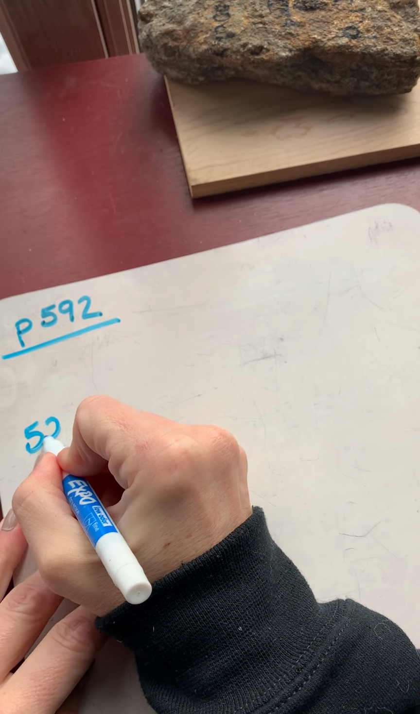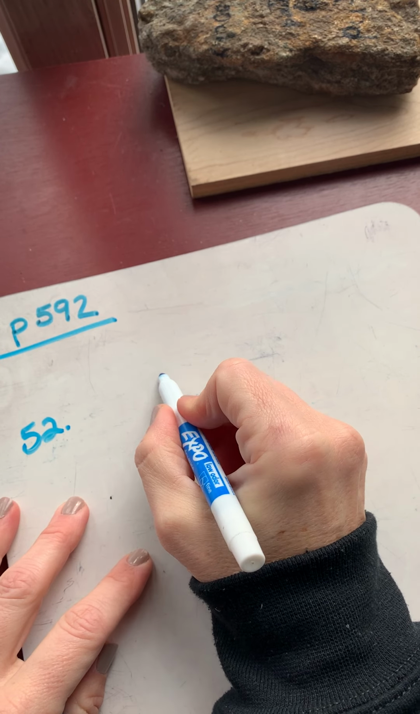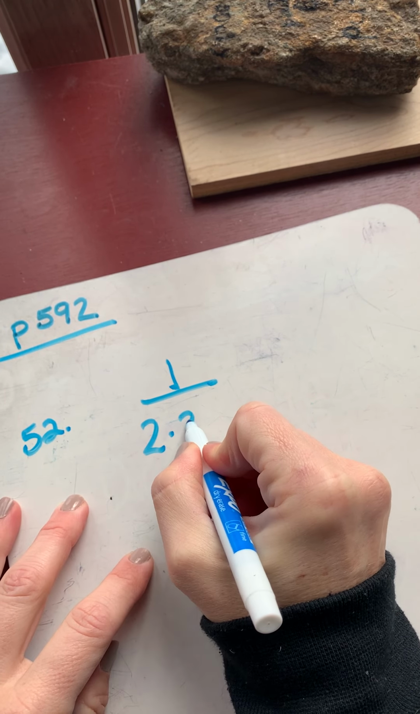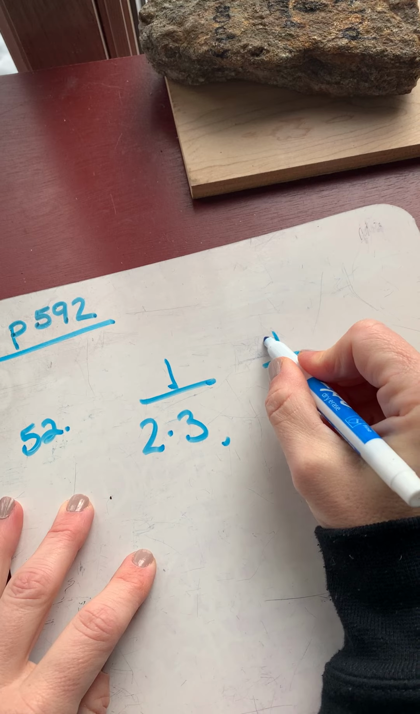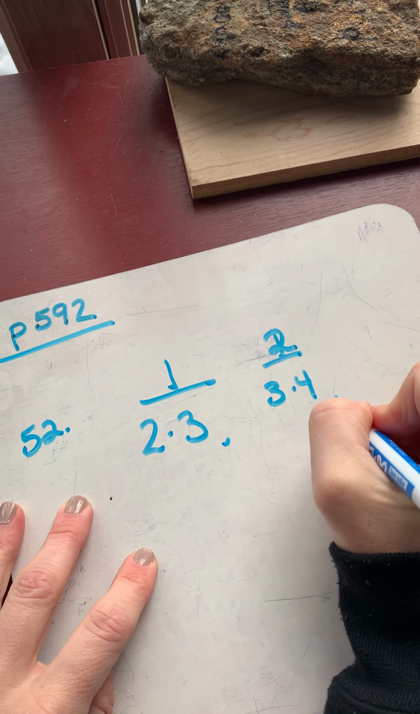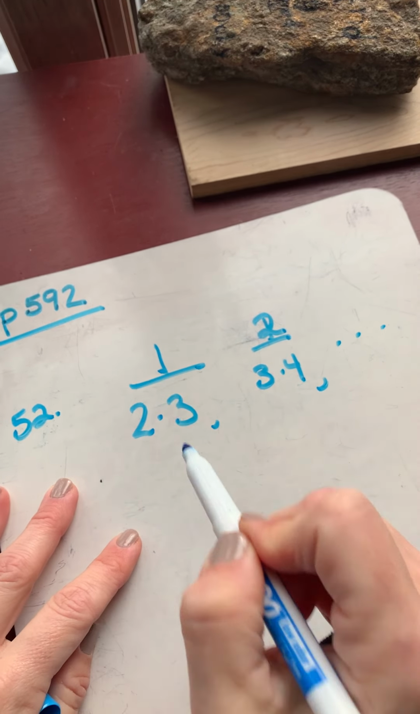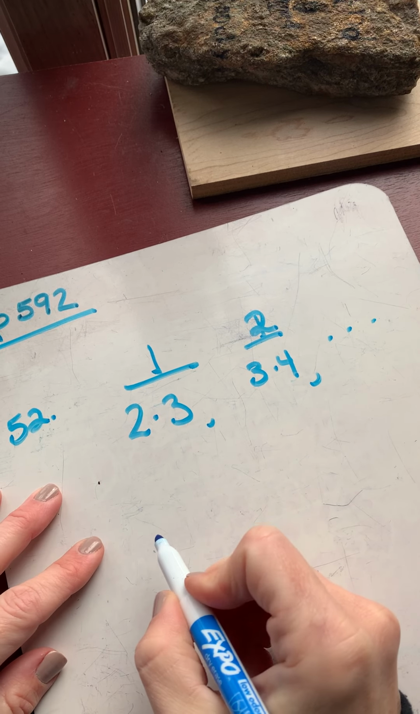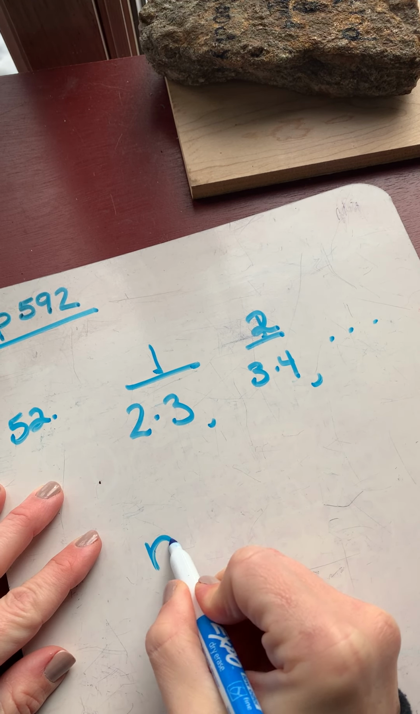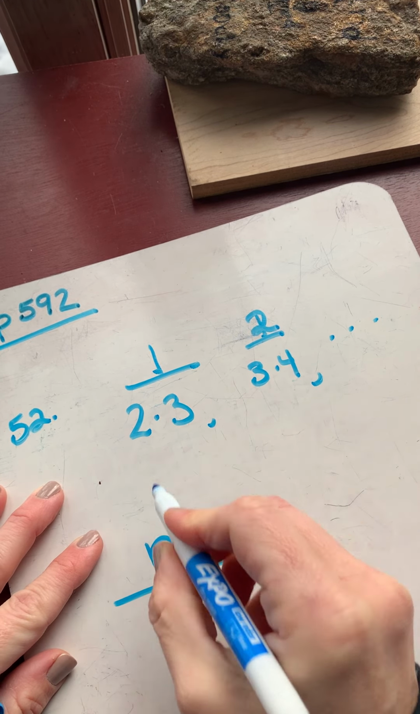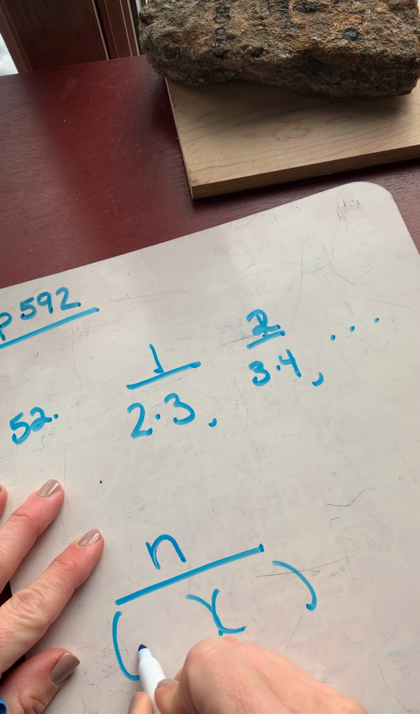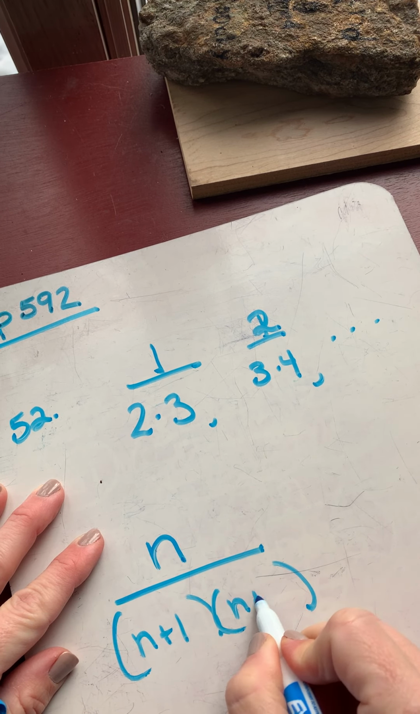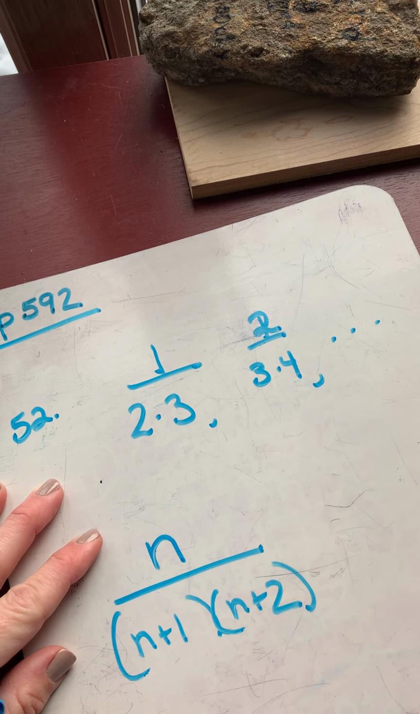Number 52. Again, there's probably multiple ways for 52, but 1 over 2 times 3, 2 over 3 times 4, and so on. Because we start with a 1 here, this shouldn't be too bad. The top number is n. The bottom number is the product of 1 more than n and 2 more than n. And that would get you every single term.